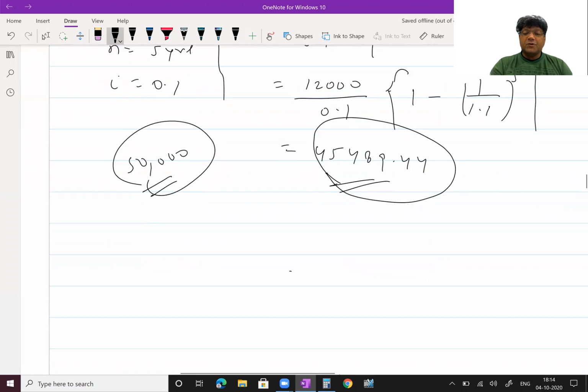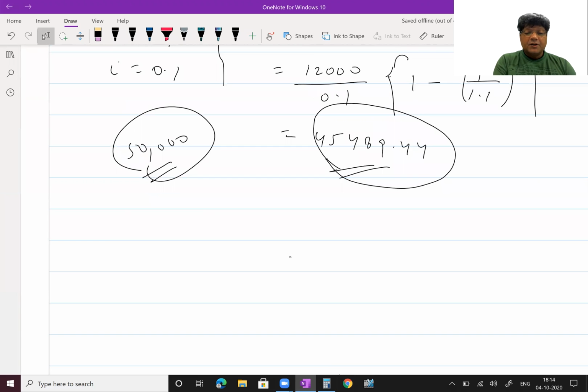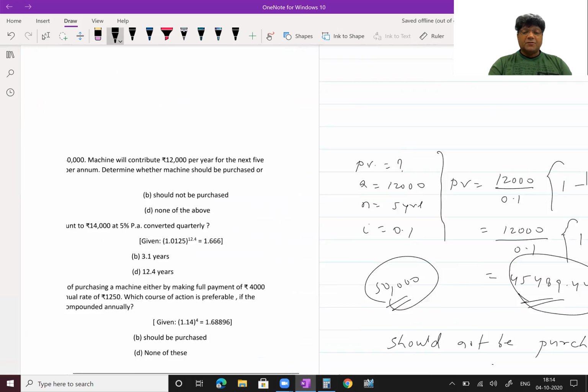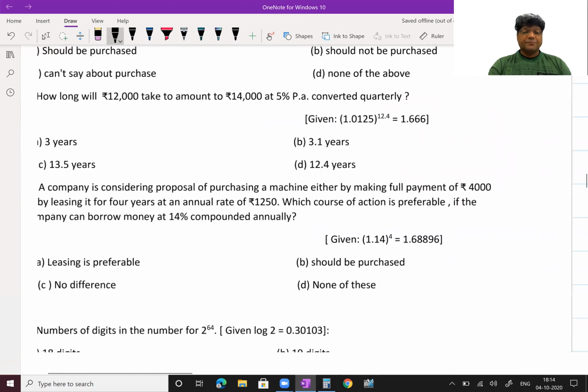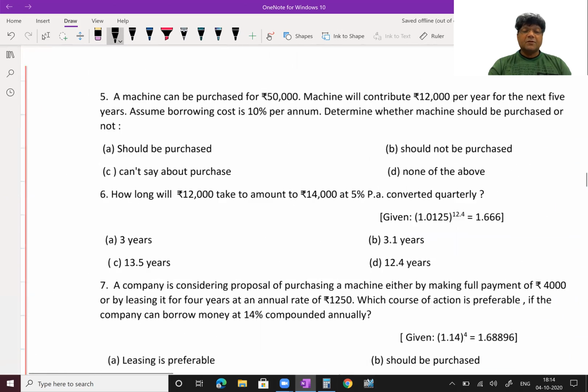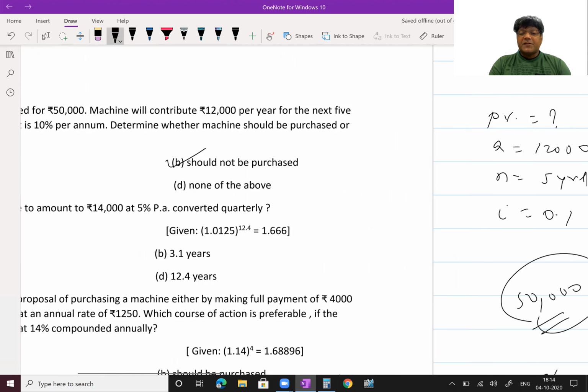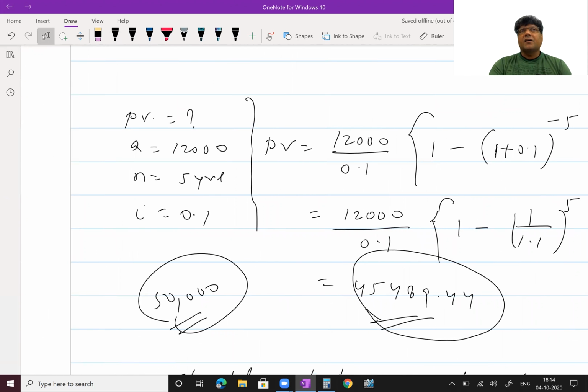So the machine should not be purchased. Which option will be the answer, guys? Question number was 5. Should not be purchased. Option B. Next question.